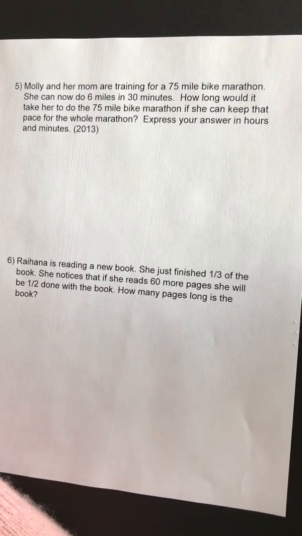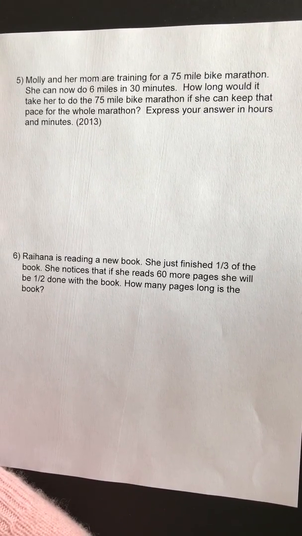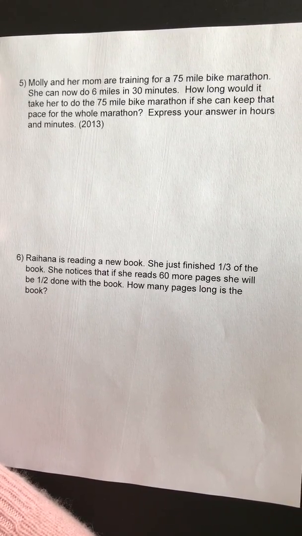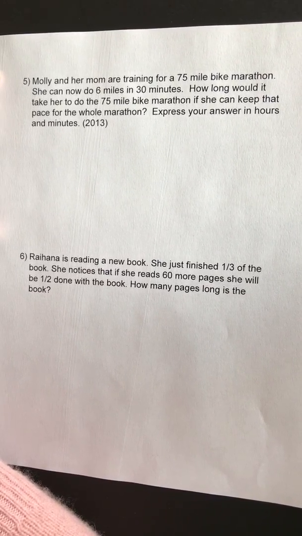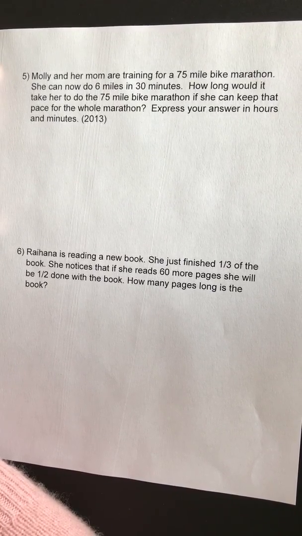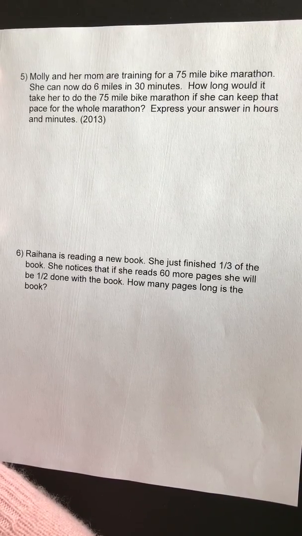Number 5. Molly and her mom are training for a 75-mile bike marathon. She can now do 6 miles in 30 minutes. How long would it take her to do the 75-mile bike marathon if she can keep that pace for the whole marathon? Express your answer in hours and minutes.